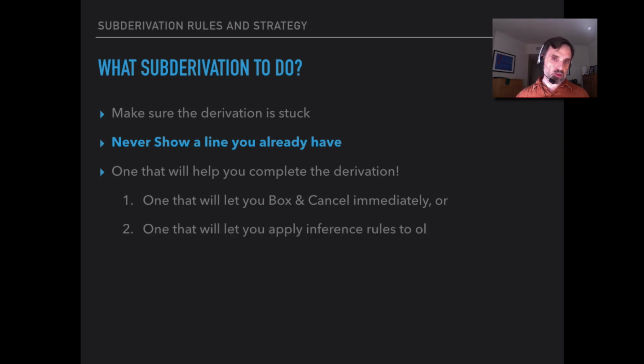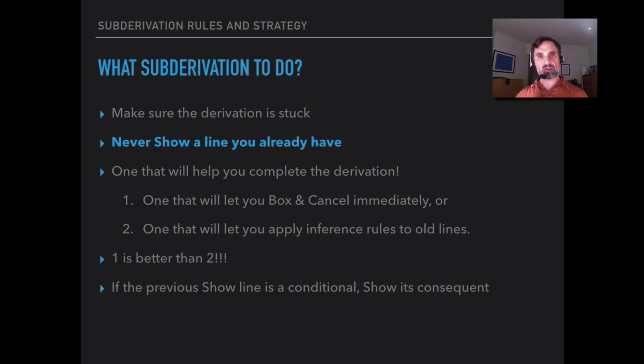You might not be able to do that, and what you would then do is say, okay, I will at least apply inference rules. At least then maybe I can get a line that will help me apply inference rules to old lines. And we'll see some examples of that. But one is better than two, because your goal is always just to box and cancel. So you want to choose a subderivation that will let you box and cancel, and not one that will just let you apply inference rules.